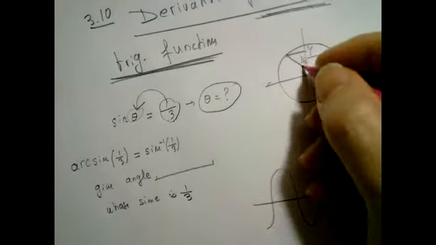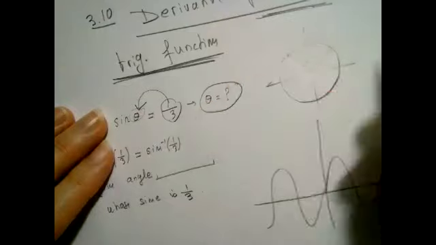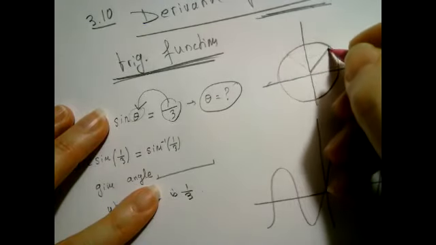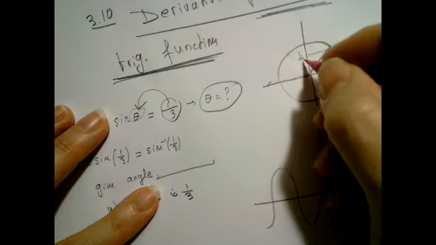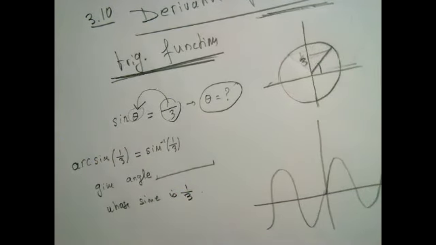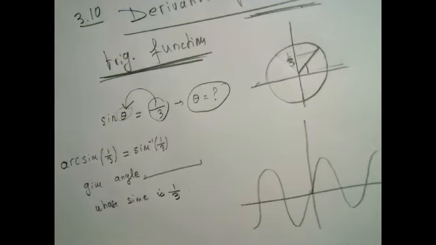So suppose it's 1/3. Let me draw the unit circle again. How many angles have this sine? So this is 1/3. How many angles have the same sine, 1/3? Is it 1 angle, 2 angles, 5 angles? Infinitely many. Okay, that is this one, the one you draw. You go 2 pi, that's another one. You go another 2 pi, that's another one. So there are infinitely many because we keep adding 2 pi to it.